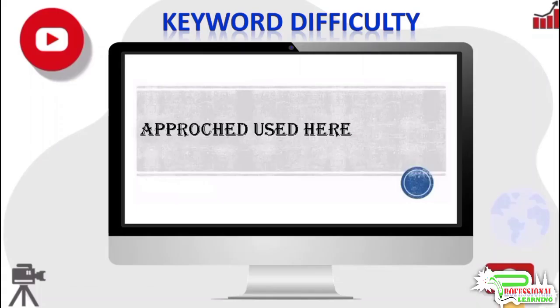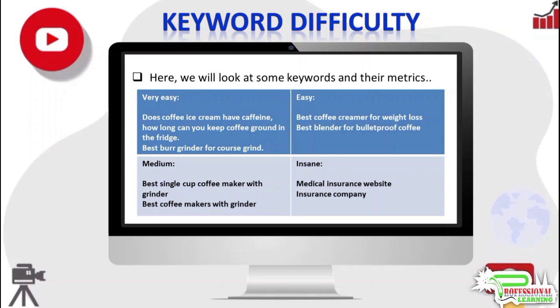Now we look at several metrics for a few keywords. Some of them are very easy to rank, some are easy, two are of medium difficulty, and the remaining two are insanely hard to rank. In coming videos, we will see what makes keywords like these easy or hard to rank.